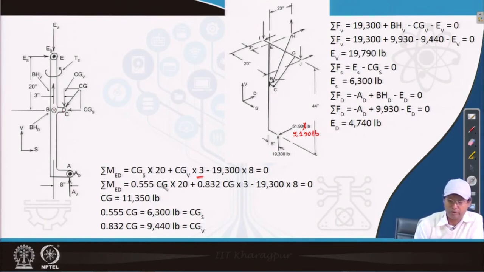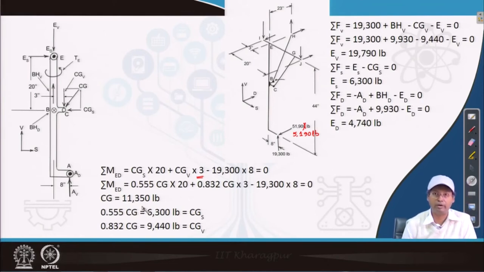Now about the direction, about this point in this figure we are considering moment. So, the vertical force AV is rotating in this direction, that means anti-clockwise. CGS is rotating in the clockwise direction, which is why CGS has the opposite sign to this vertical force, and CGV is also in the clockwise direction, so these two are considered positive and this is considered negative. If you solve this algebraic equation, what do we get? CG equals 11,350 pound, and the components, as we have already found from the angles, are CGS equals 6,300 pound and CGV equals 9,440 pound.